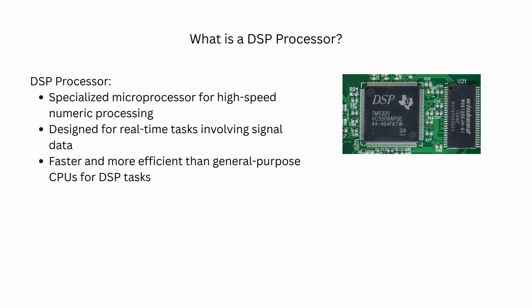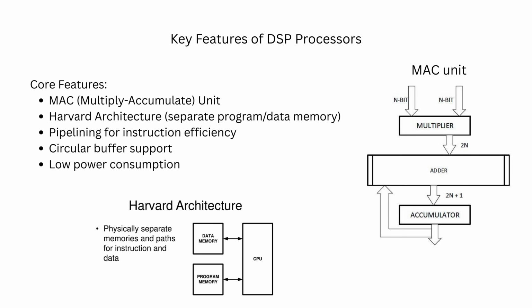Can someone explain what real-time processing means? Exactly. Real-time processing refers to the ability to process data and produce output almost instantaneously within a defined time constraint. DSP processors have several architectural features that distinguish them from general-purpose processors. Let's go through the key features.